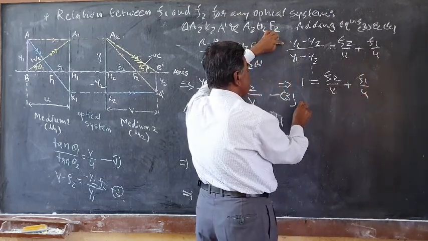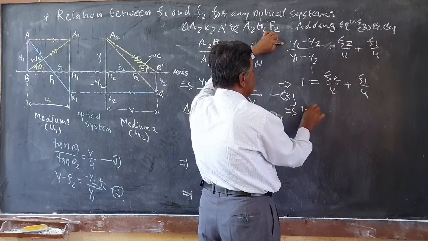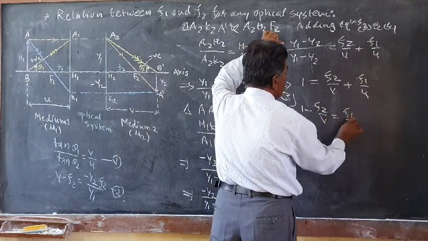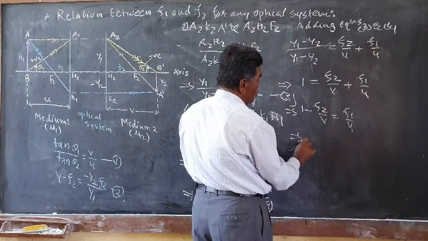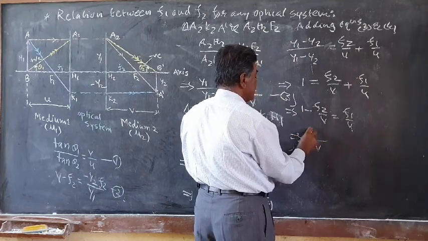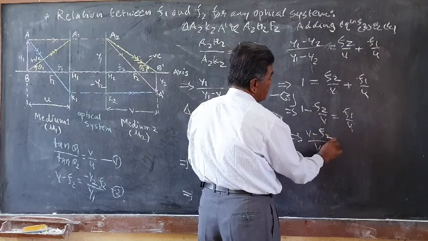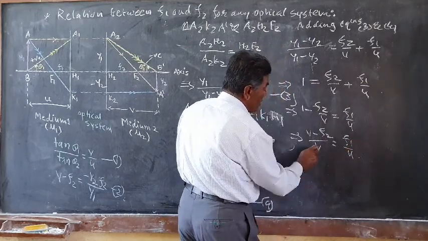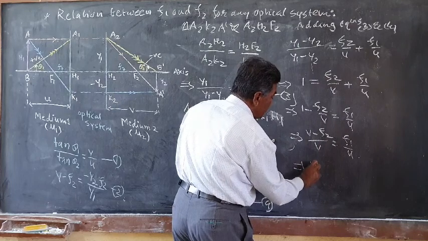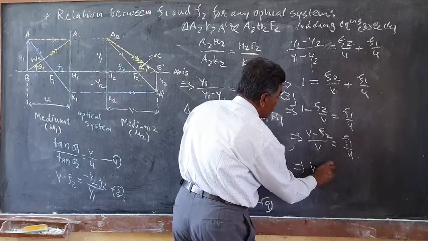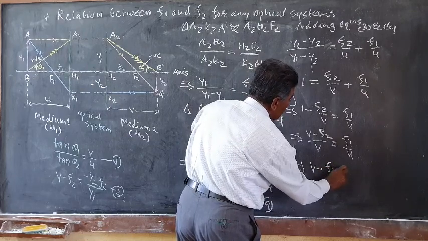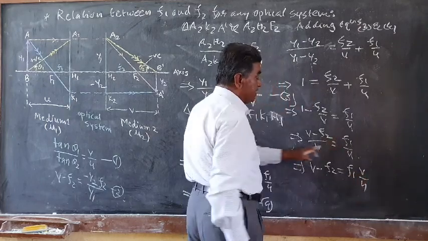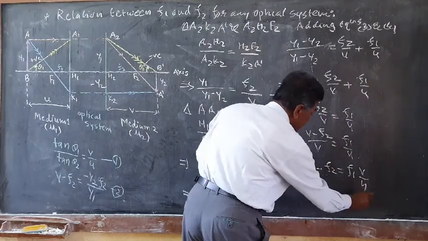Again we take this to the other side. So 1 minus F2 divided by v will be equal to F1 divided by u. Take the LCM. What we are getting is v minus F2 divided by v equal to F1 divided by u. We take v to this side, so v minus F2 is equal to F1 into v divided by u. We are getting this equation.